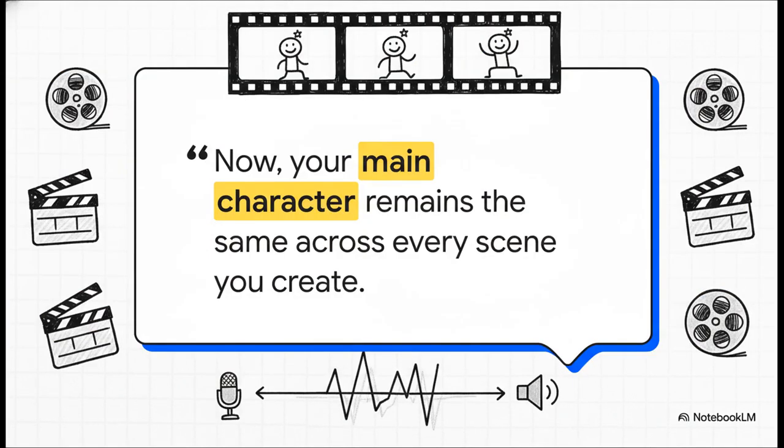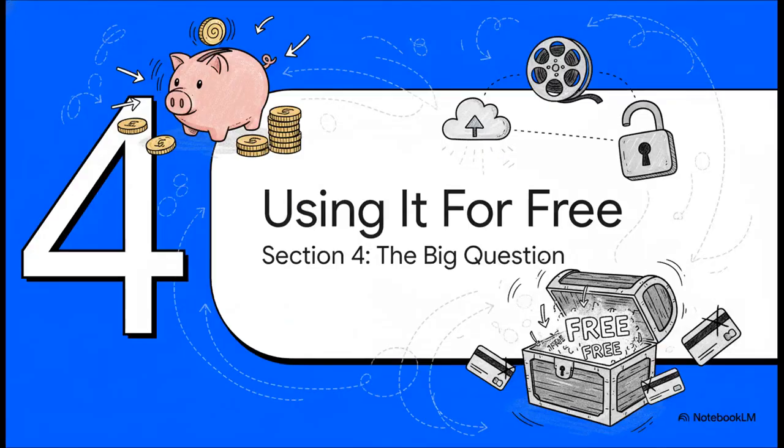This changes everything. I mean, everything. You can now create entire short films, commercials, you name it, and your main character will look perfectly consistent from the very first frame to the very last. Okay, so these new features are absolutely amazing, but generating videos still costs credits. So the big question is, how can you use all of this for free?